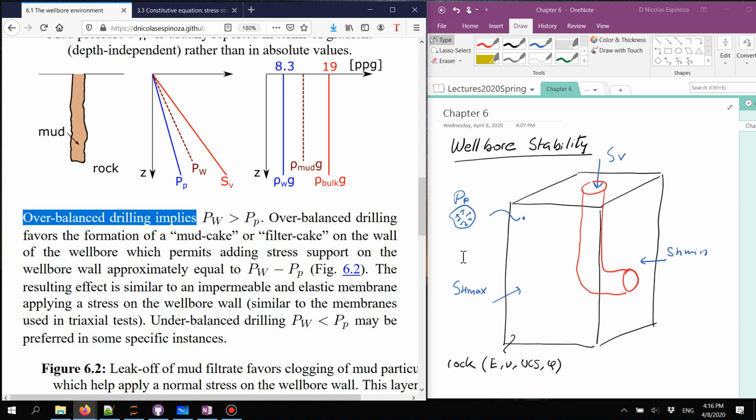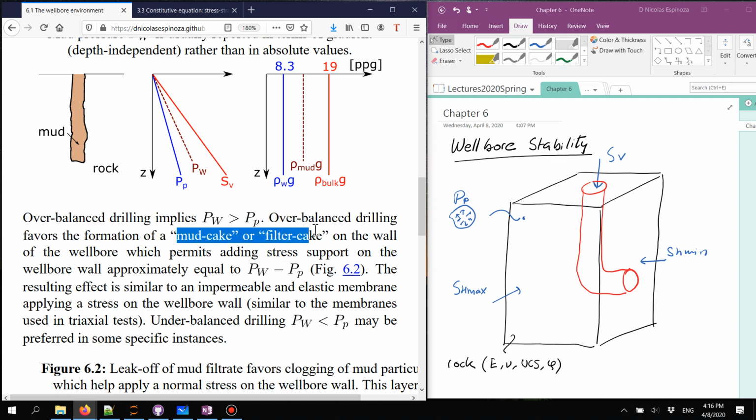For example, if you were to drill a wellbore in sand without any cohesion, any cementation, that would be impossible without the help of the drilling mud and the formation of a mud cake that's going to help us to obtain this additional stress, which is going to make this wellbore stable. If we were to drill in conditions in which the wellbore pressure is lower than the pore pressure, that's something called underbalance drilling, and we're going to see that also that might be useful in some other cases.